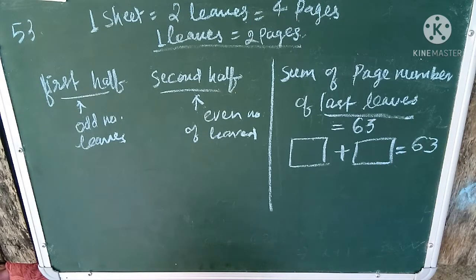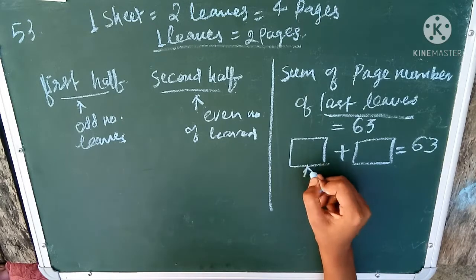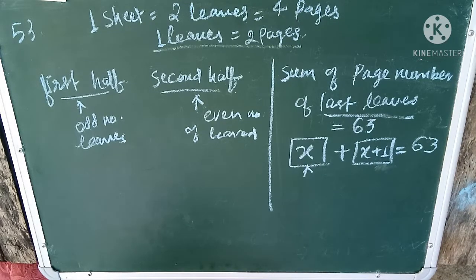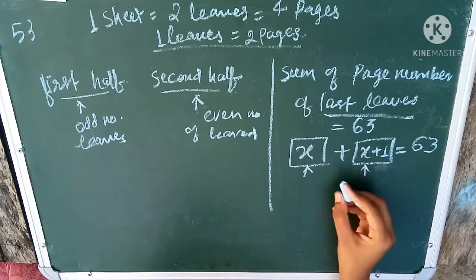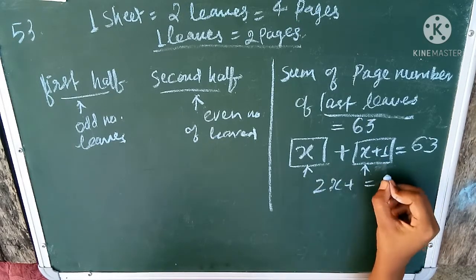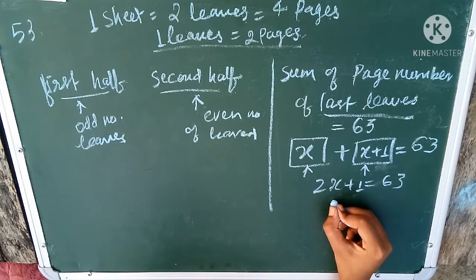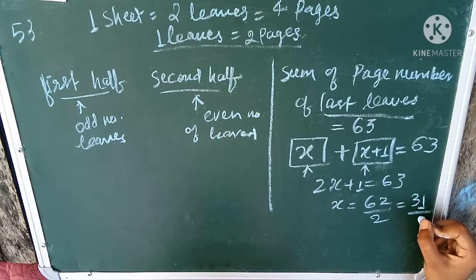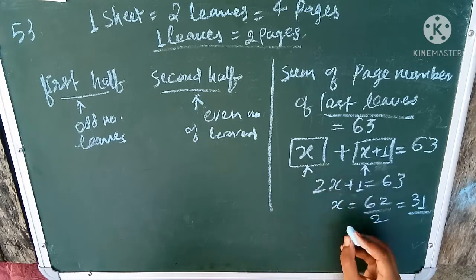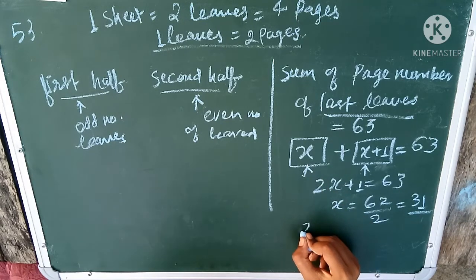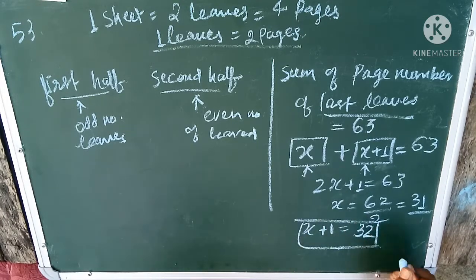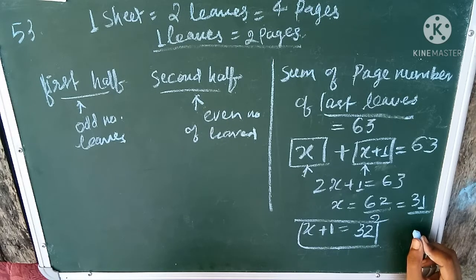Suppose the number written on the second last page is x, then the next page is x plus 1. So from here we can find the numbers on both the second last and the last page. For that, 2x plus 1 is equal to 63, and now x is equal to 62 by 2, which is equal to 31. 31 is the page number written on the second last page, and so the last page of the book, that is x plus 1, is equal to 32. So we can say that in total we have 32 pages in the notebook.